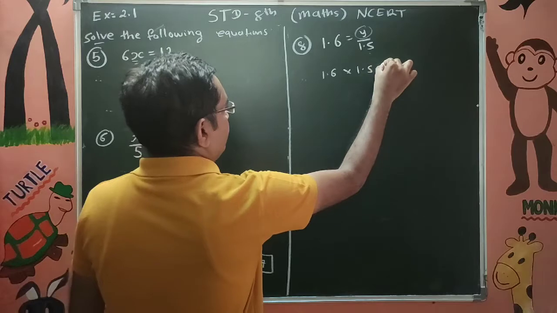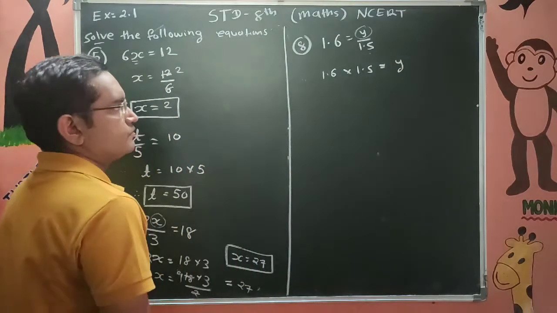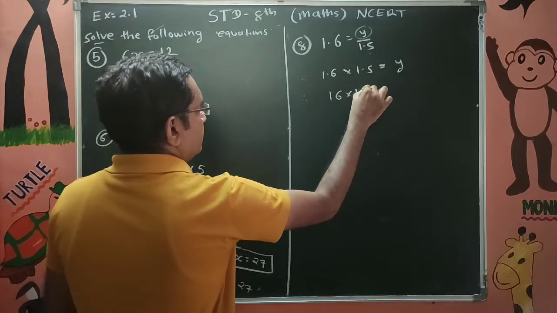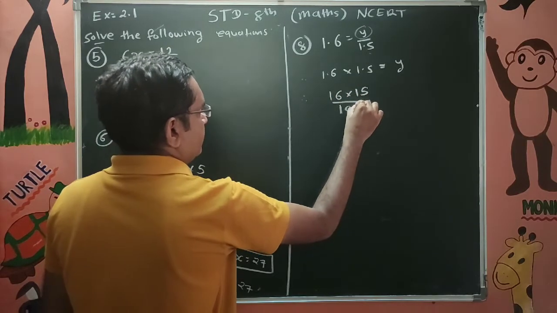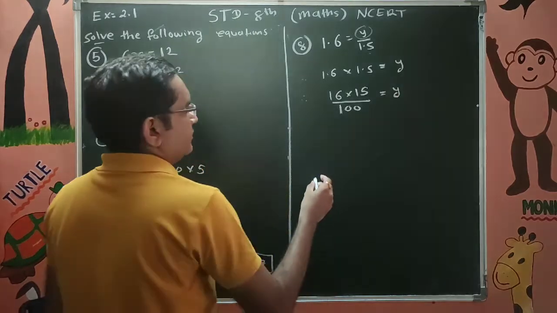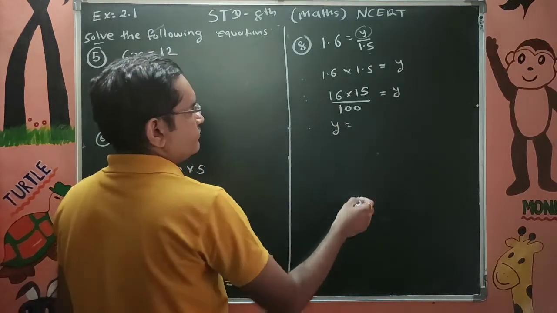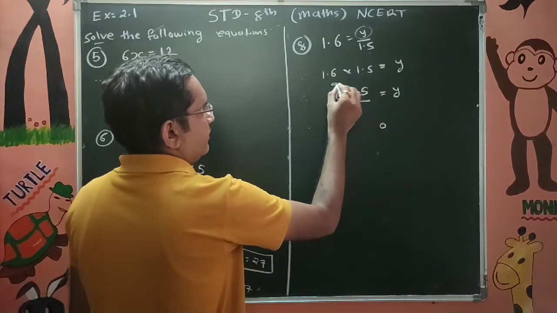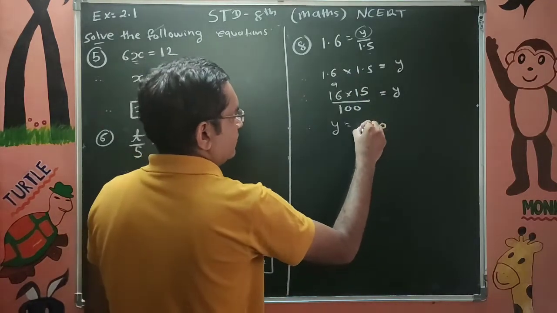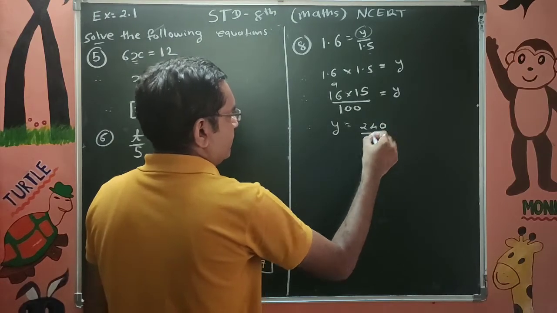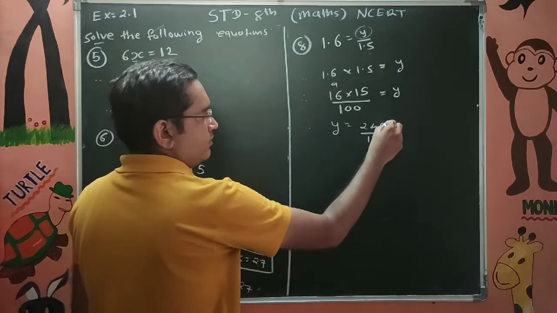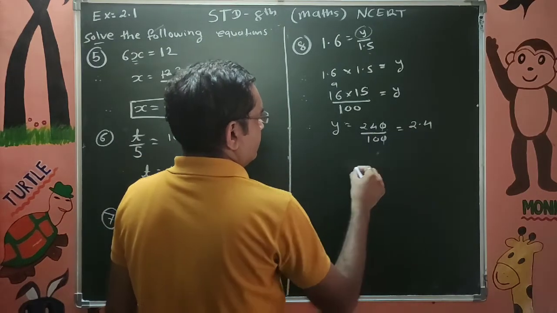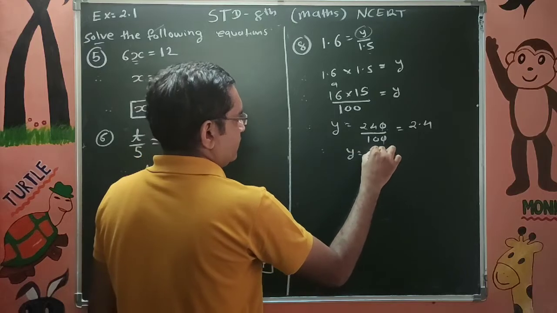into 1.5 equal to y. Now removing these decimal points, so we can write it like this: 16 by 15 divided by 10 into 10 is 100. That is equal to y. What is the multiplication of this? That means 90. So 0 with 9. 15 ones are 15 plus 9. So 24 divided by 100. So it's 240 by 100. 0 0 cut. So it's 24 by 10, which is equal to 2.4. Therefore, our answer is y equal to 2.4.